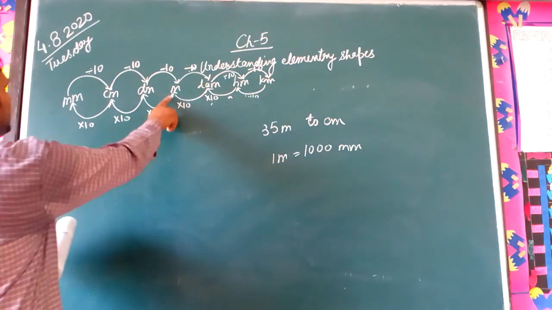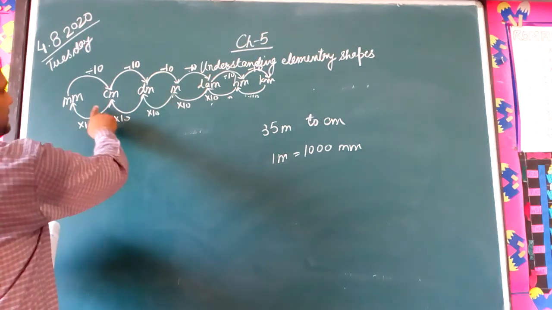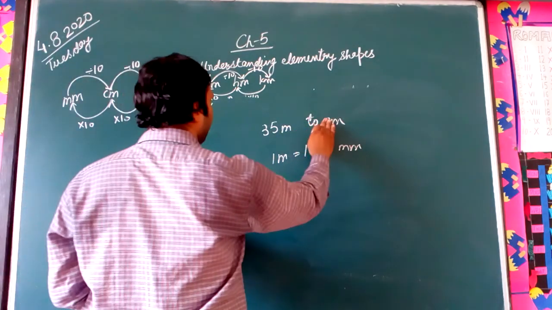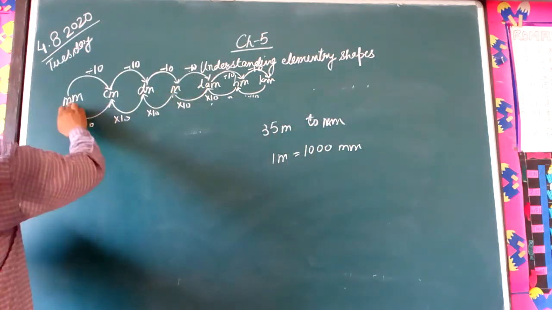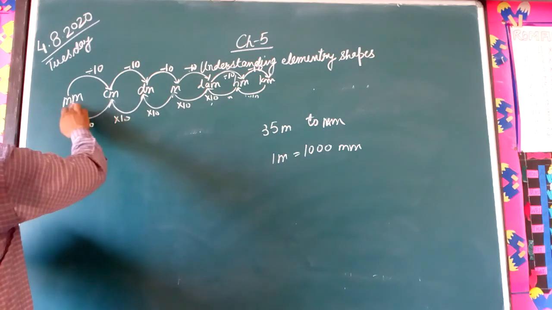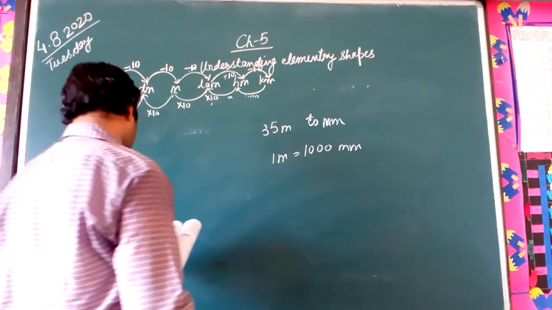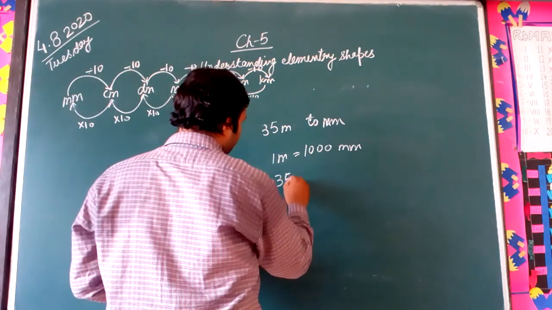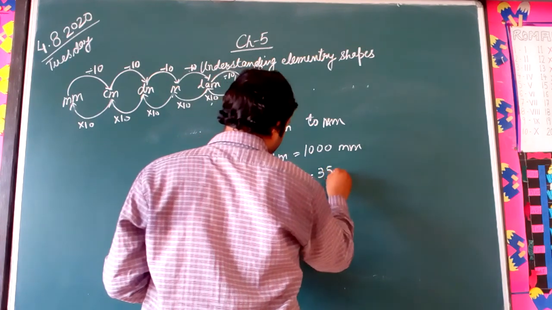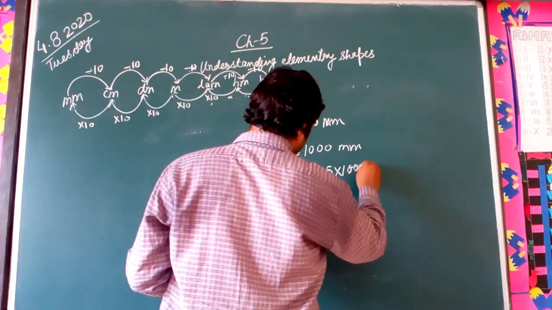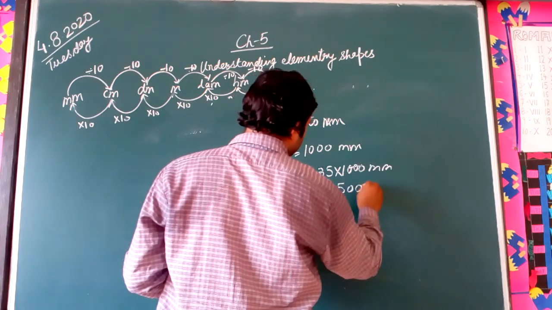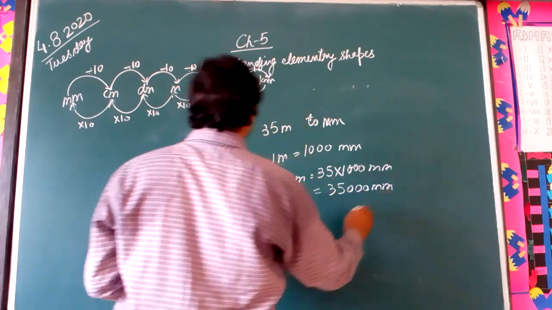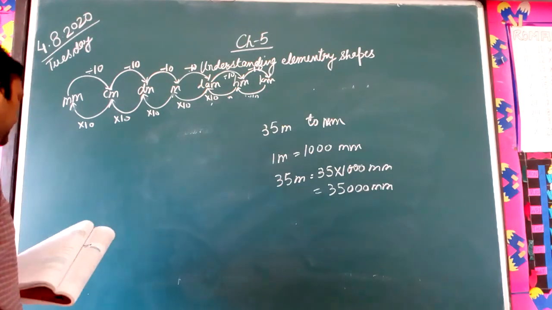Meter to millimeter, multiply by 1000. It means 10, 10 and 10, which is 1000. So 35 meter equals 35 multiplied by 1000 millimeter. We got the answer 35,000 millimeter. So this will help you a lot.